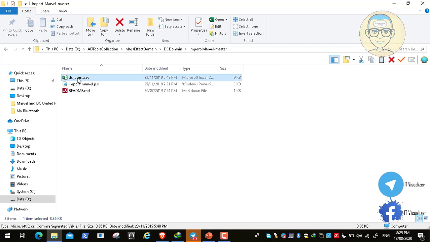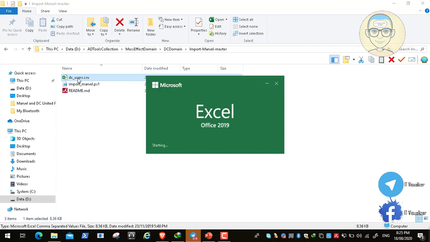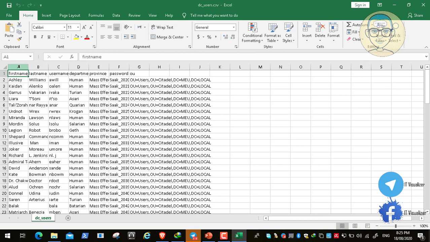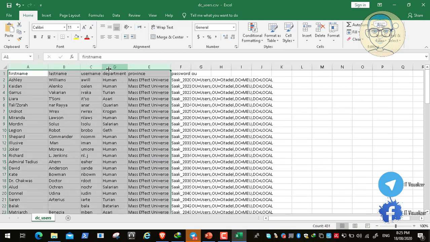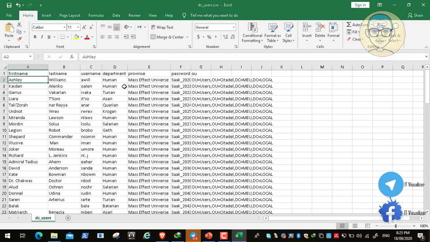Okay, so this is the first folder, and then here we will have the users that we will create in the Mass Effect domain. Here we will use a script to create the users. First we will create a virtual machine, and then we will install Active Directory Domain Services on it, and then we will promote this VM to be a domain controller. This domain controller will be the first domain controller in a domain that we will call Mass Effect, and then we will create different users in this domain.